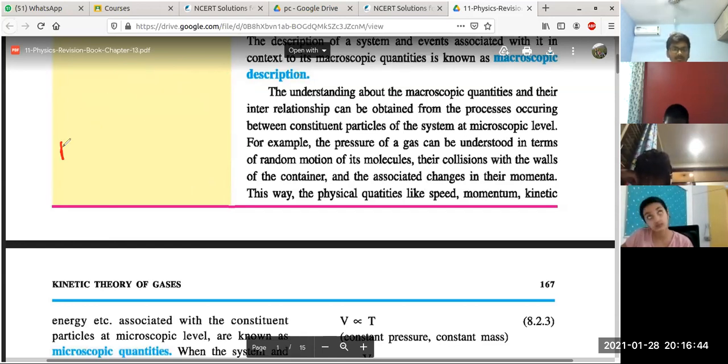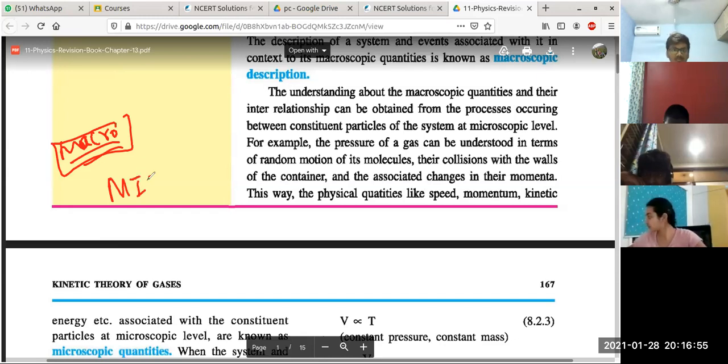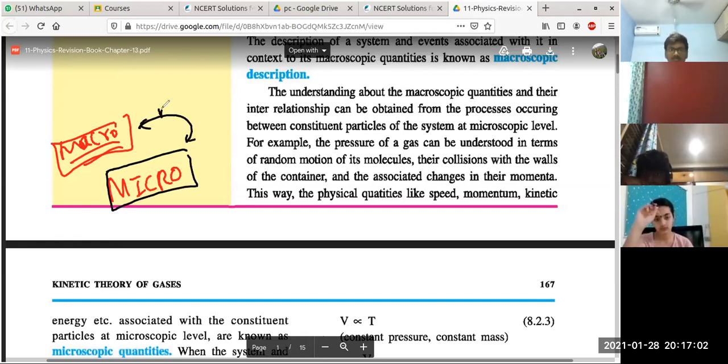Before this chapter we have studied only macroscopic quantities, but in this chapter we'll be studying microscopic quantities as well. And then, very important, we'll try to relate both of these. This is what the chapter is about. The first point is to study these microscopic quantities, and the second part is to relate these to macro.